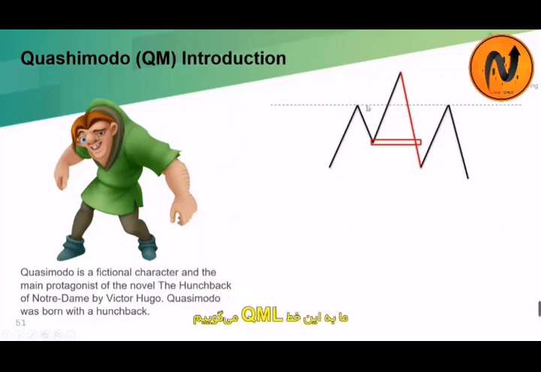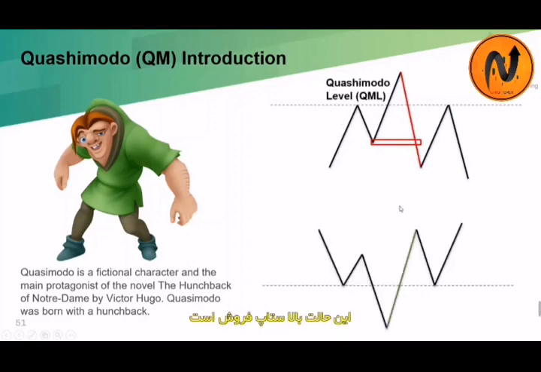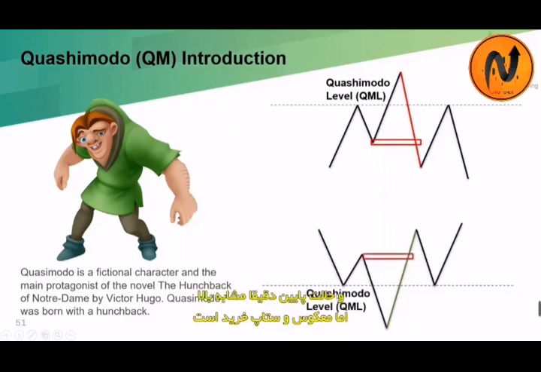And this line over here is what we call the QML, the Quasimodo level. This is the sell kind of setup, and this is the buying kind of setup. Of course, it's similar. It's just that you can flip the chart over and you can see your pattern.